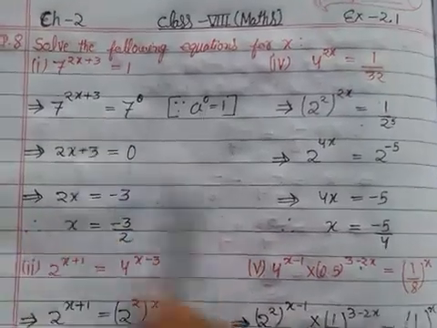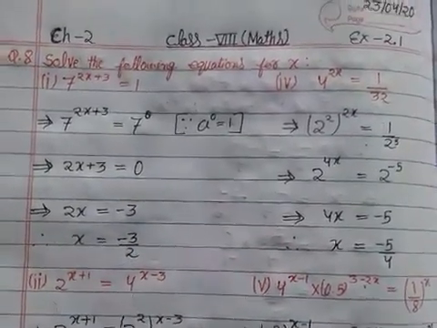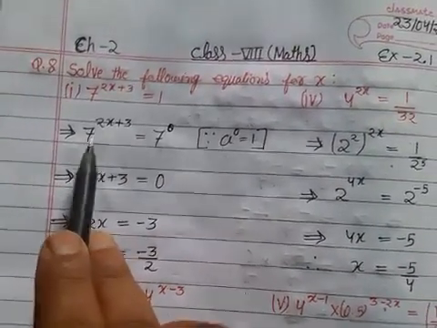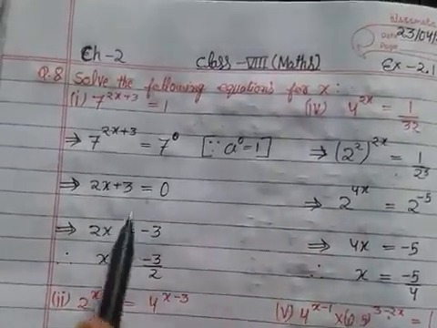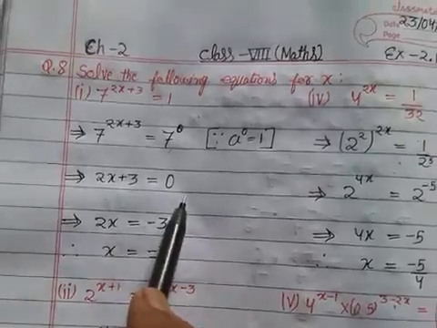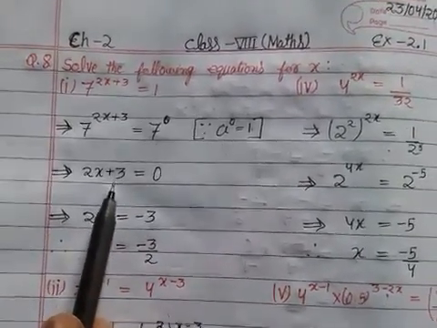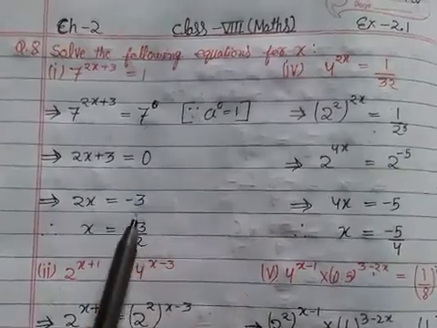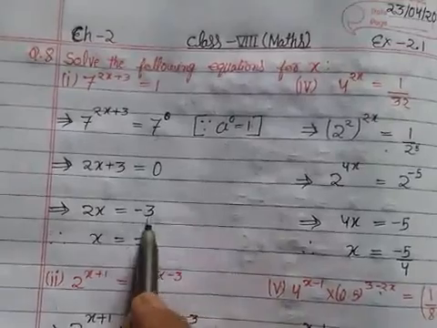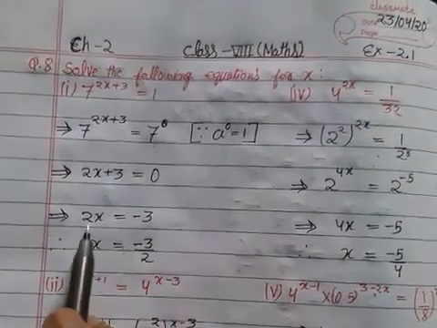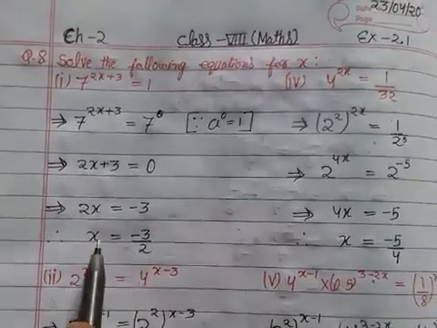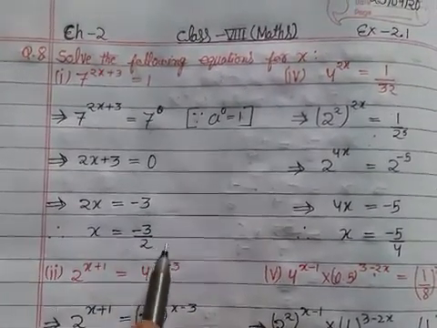So for solving the equation easily, we write 7 to the power 0. The bases are the same, so we remove the base, not cancel, only remove. So here 2x plus 3 is equal to 0. When plus 3 moves from the left side to the right side of the equation, it changes into minus. So 2x is equal to minus 3, and here 2 is in multiplication, so it moves to division. So the value of x is equal to minus 3 by 2.